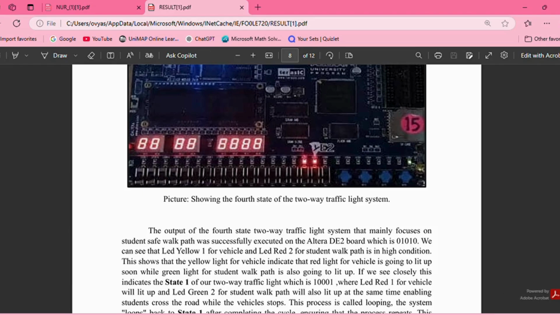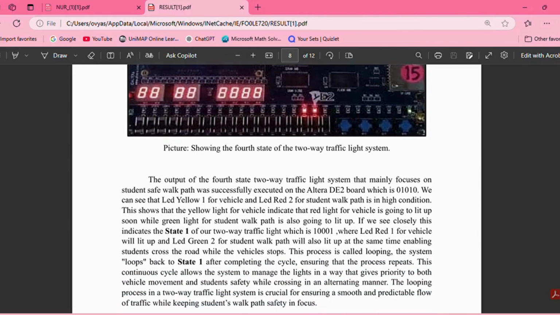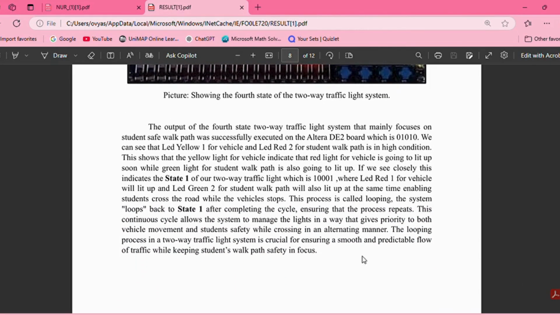This process is called looping. The system loops back to state 1 after completing the cycle, ensuring that the process repeats. This continuous cycle allows the system to manage the lights in a way that gives priority to both vehicle movement and student safety while crossing in an alternating manner. The looping process in a two-way traffic light system is crucial for ensuring a smooth and predictable flow of traffic while keeping students' walk paths safely in focus.